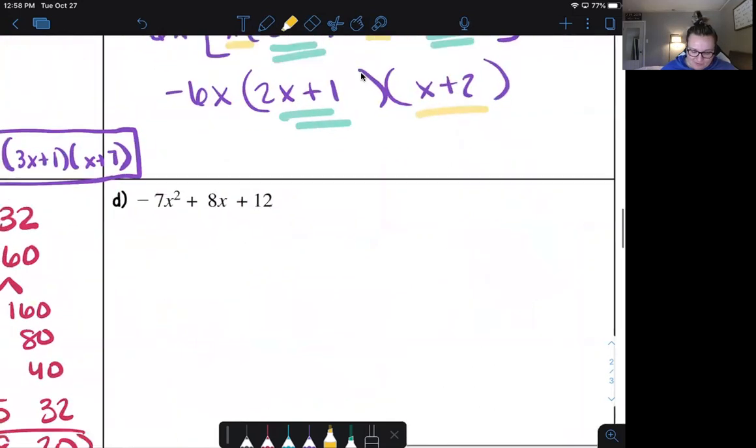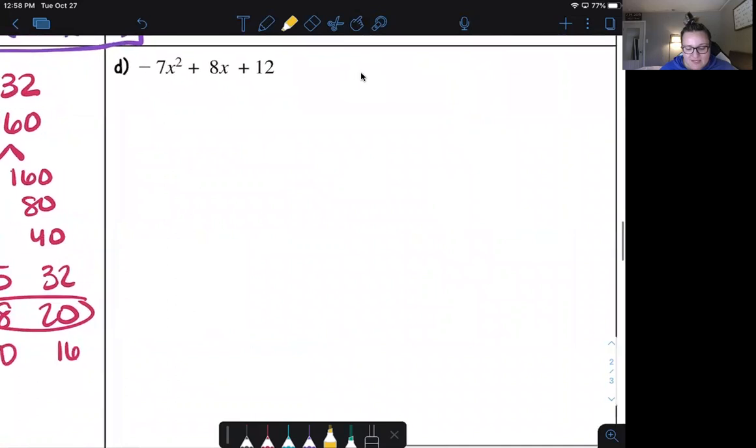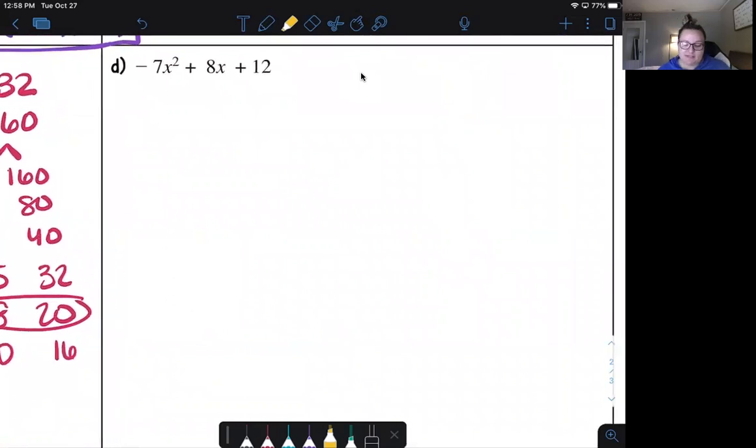All right, let's do one more. So negative 7x squared plus 8x plus 12. Go ahead and do this entire thing on your own. But here's a hint, your leading term is negative. What do we always do first if our leading term is negative? Go ahead and give it a shot. Press pause and then press play when you're ready to check your work.